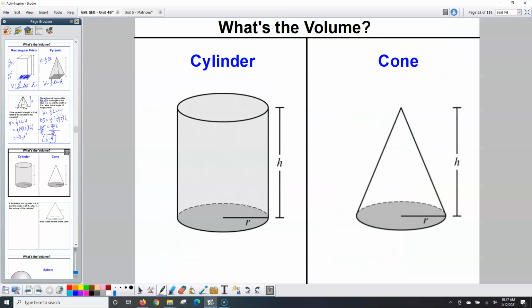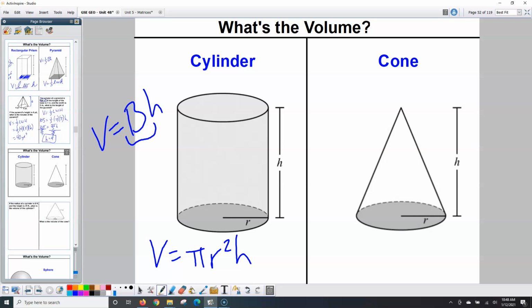Next, we got a cylinder and a cone. Cylinder is volume equals pi r squared times the height. Sometimes people write that just like the rectangular prism: volume equals big B times h. What's the big B stand for? Area of the base. Well, what's the area of the base right here? Pi r squared. It's a circle.